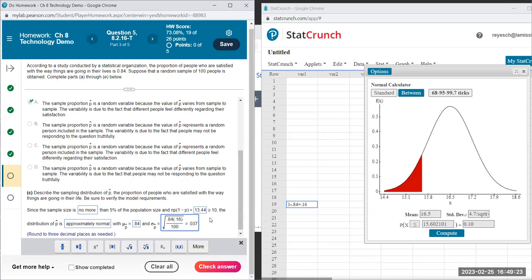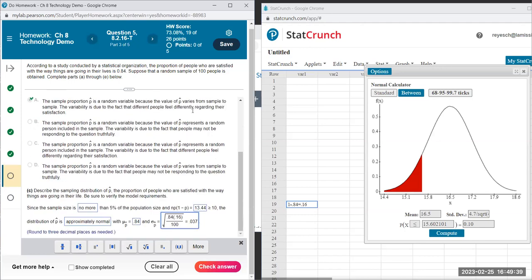So the standard deviation of this sampling distribution that's going to be looking pretty normal is going to be about 0.04. So 84%, give or take 4%. Notice that they didn't give us an original standard deviation. They don't have to, because we can compute it from just the proportion and the sample size.